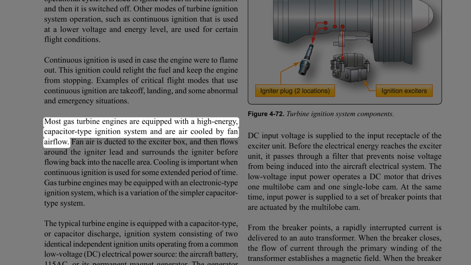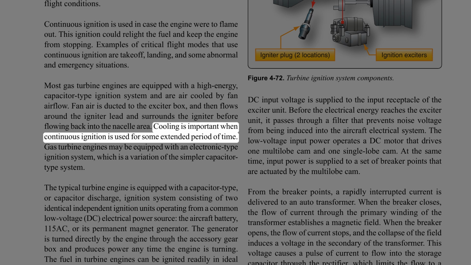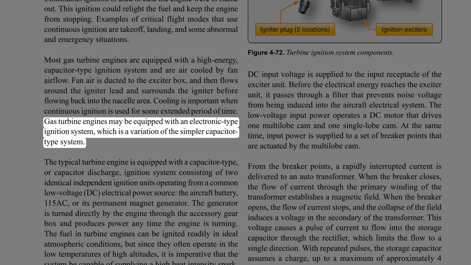Most gas turbine engines are equipped with a high-energy, capacitor-type ignition system and are air-cooled by fan airflow. Fan air is ducted to the exciter box, and then flows around the igniter lead and surrounds the igniter before flowing back into the nacelle area. Cooling is important when continuous ignition is used for some extended period of time. Gas turbine engines may be equipped with an electronic-type ignition system, which is a variation of the simpler capacitor-type system.